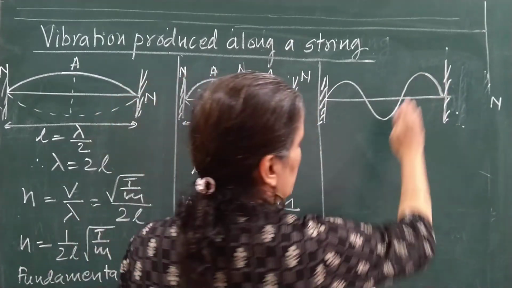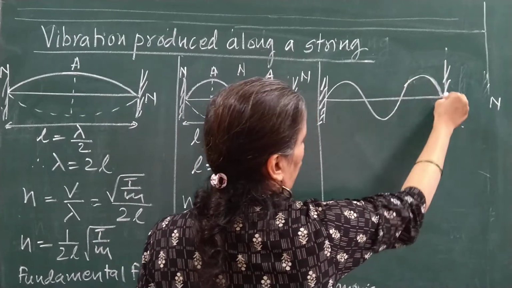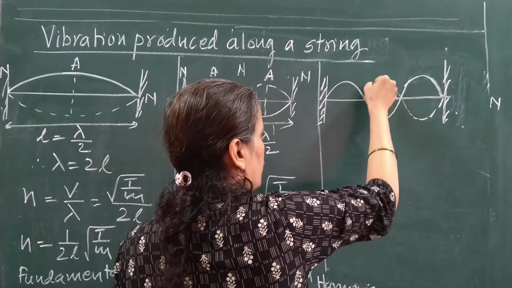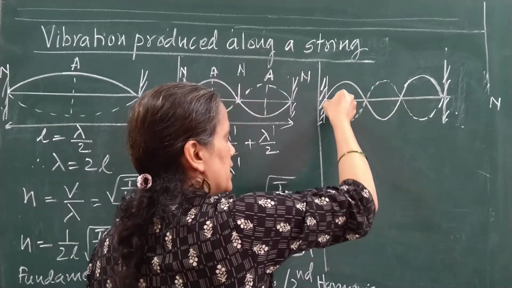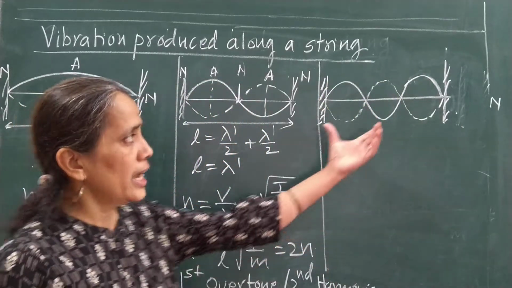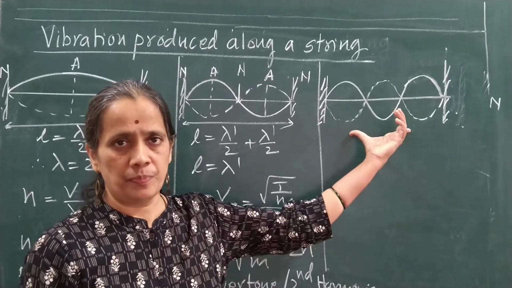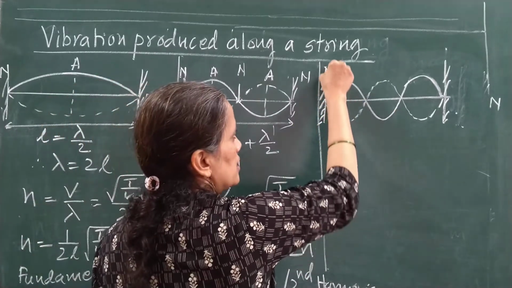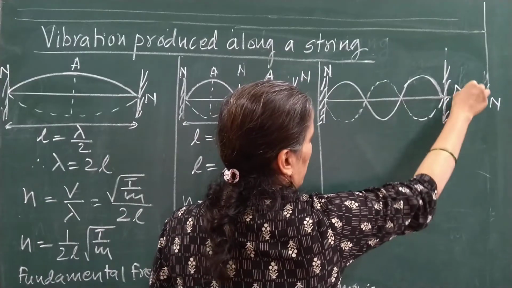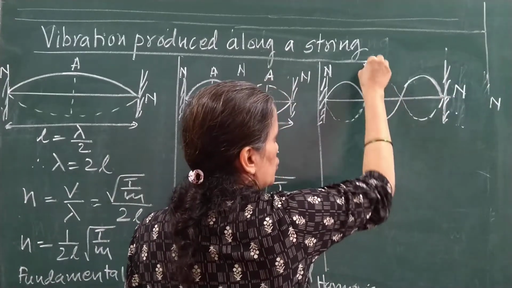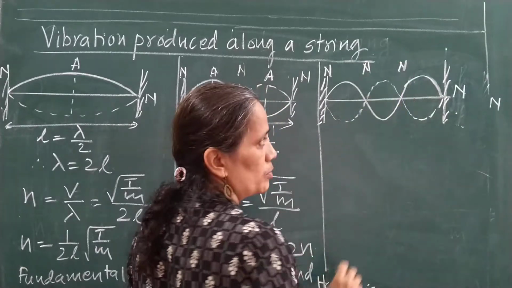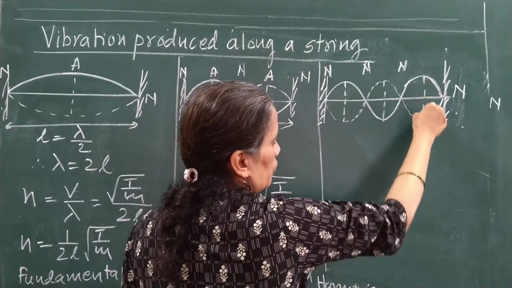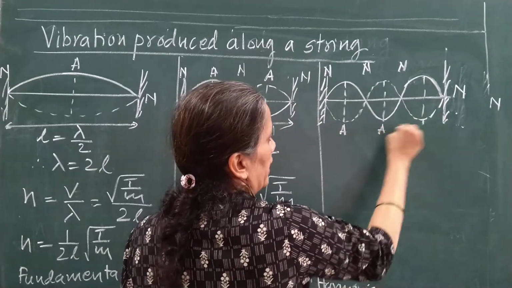So this transverse wave is incident on a rigid wall. So a crest will be reflected as a trough, and a trough will be reflected as a crest. And here I am getting the three loops. In these three loops, how many nodes am I getting? Two nodes at the rigid wall. These two nodes are along the length of the string, and at the center of each loop, we are getting the formation of antinodes.